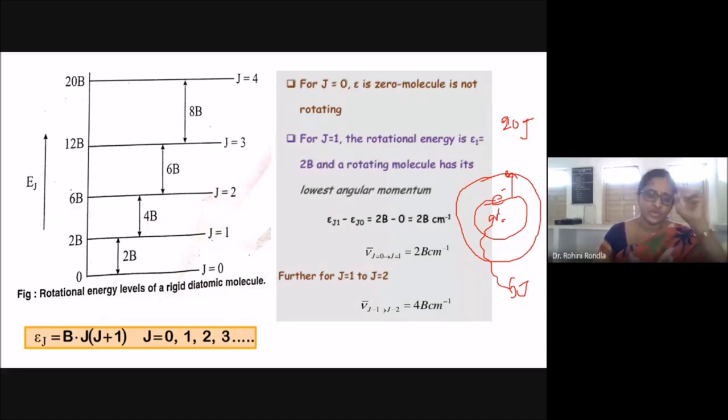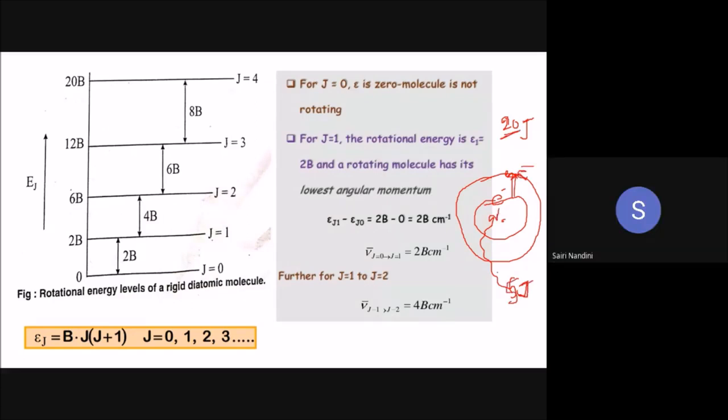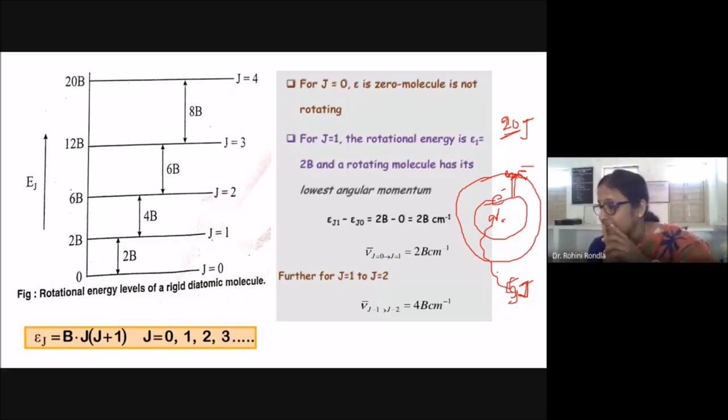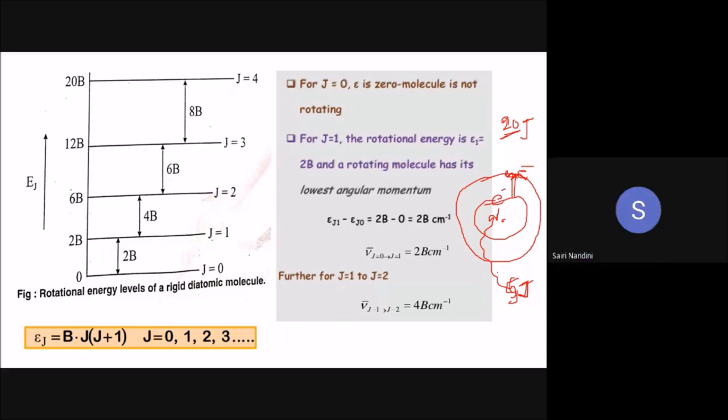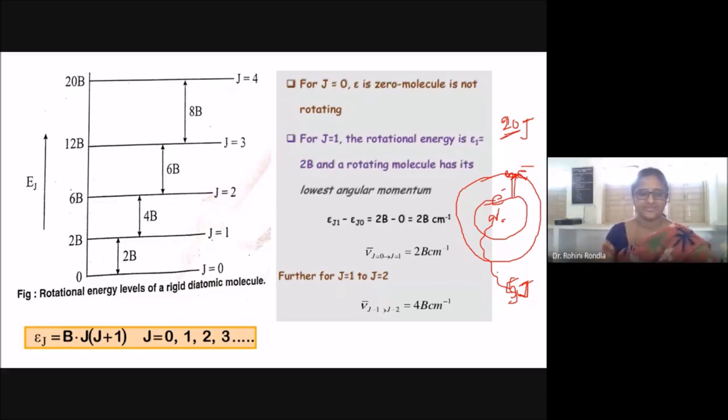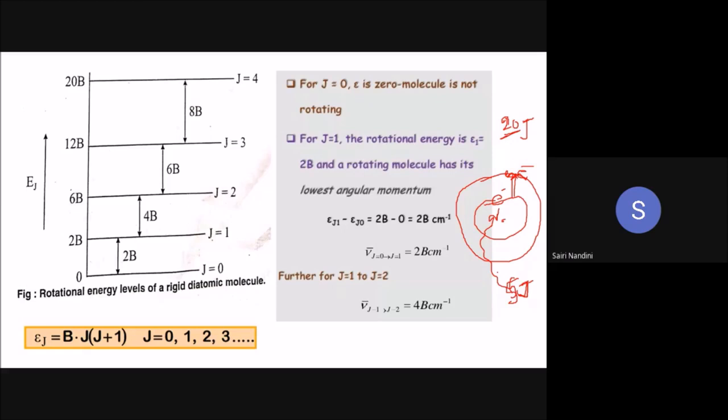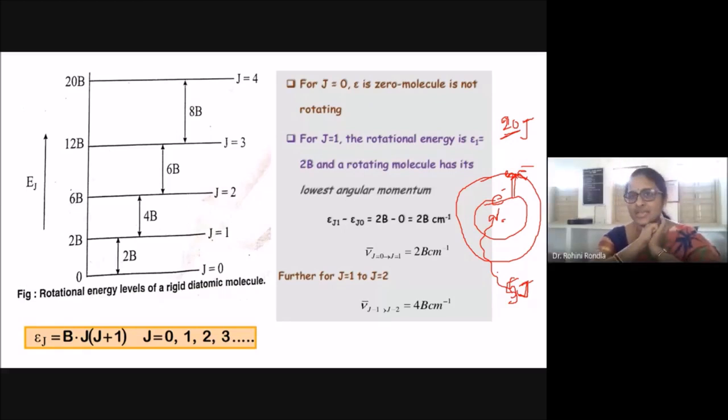What happens to it? The electron can't jump into the next level. Why? Because it doesn't have sufficient energy to jump. Very good. So it will not jump into the second energy level because of insufficient energy. Okay, I have given only 5 joules.